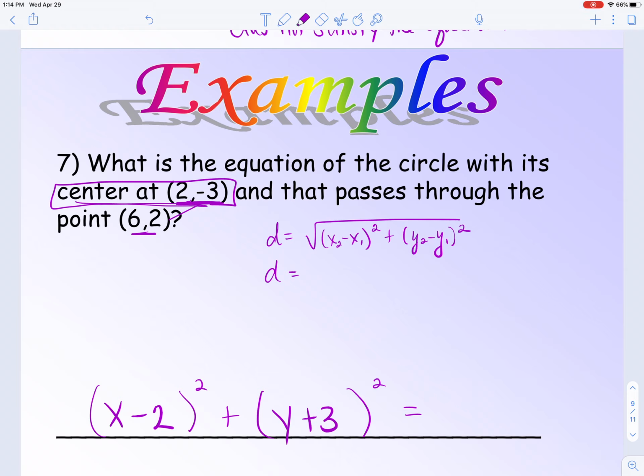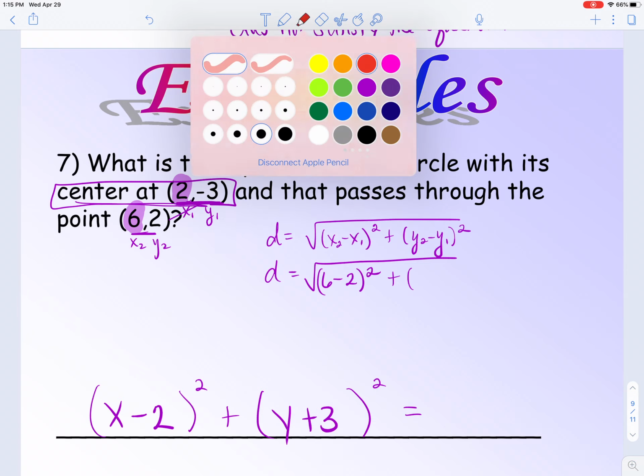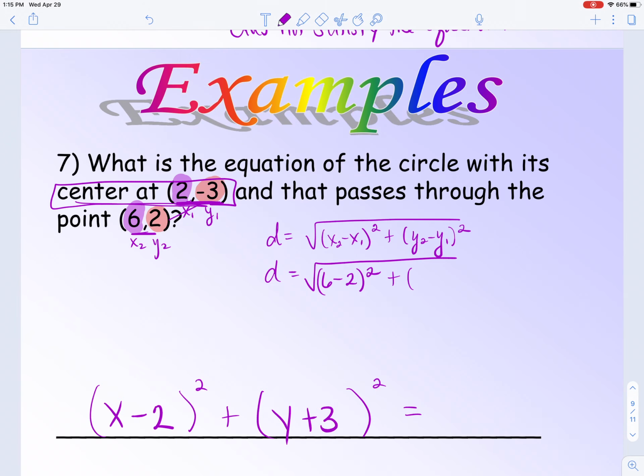So I'll take the two x values for the first parenthesis. I'll start with the 6 minus 2 squared. So that means I'm using this as my x2, y2, and this is my x1, y1. So 6 minus 2 squared plus, now I'll subtract the y coordinates, 2 minus negative 3 squared. So when I simplify that, you could just put it in the calculator. It's going to be 4 squared plus 5 squared.